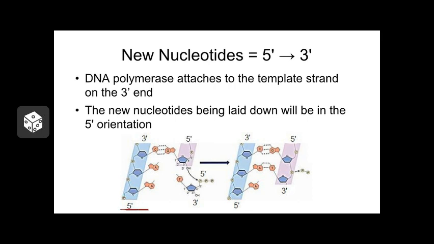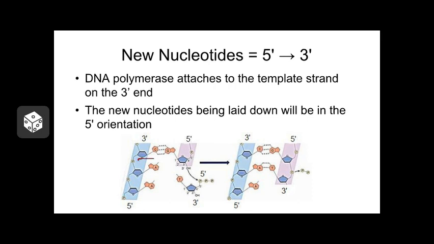Let's say we want to copy this little piece of DNA over here. To do that, an enzyme is going to have to grab onto the 3' end of this strand, and it's going to be working in this direction, from 3' to 5'. However, as it lays down nucleotides, because the two strands are anti-parallel, or upside down to one another, the new nucleotides that are laid down are going to be in the 5' direction.